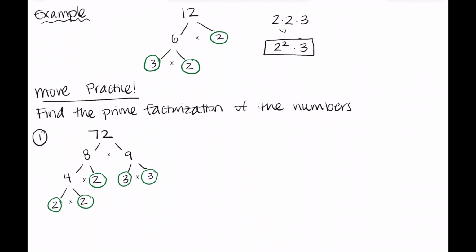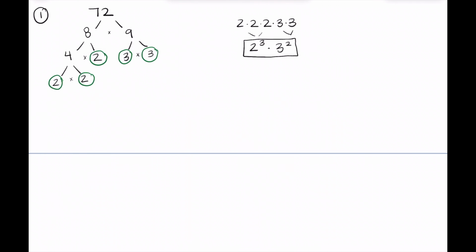So let's write it out as is. We have 2 times 2 times 2, right? 3 2's and then 3 times 3. So 3 2's and 2 3's. We'll write that with our exponents now. The 3 2's is the same as 2 cubed, and our 2 3's would be 3 squared. So the prime factorization of 72 would be 2 cubed times 3 squared.